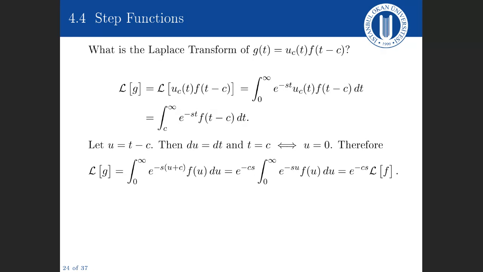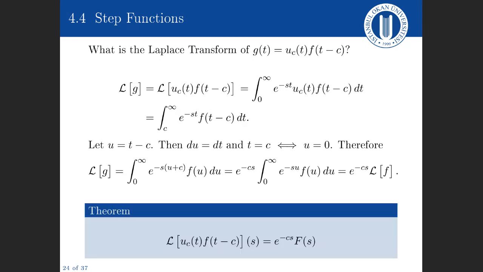This is an important idea. Again, let's write this as a theorem. The Laplace transform of u_c f of t minus c is equal to e to the power minus cs multiplied by the Laplace transform of small f. We're going to be using this formula, which I'm going to refer to as a shifting formula, when we solve initial value problems.